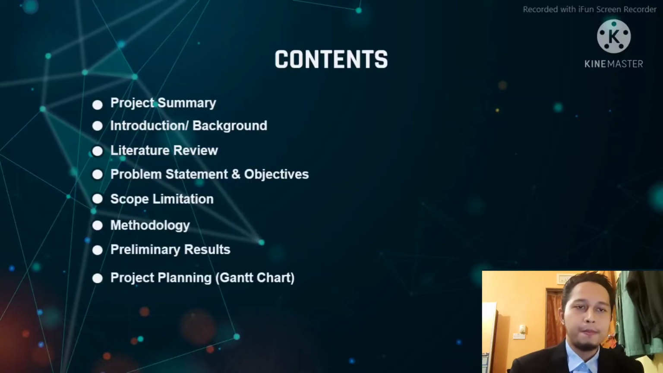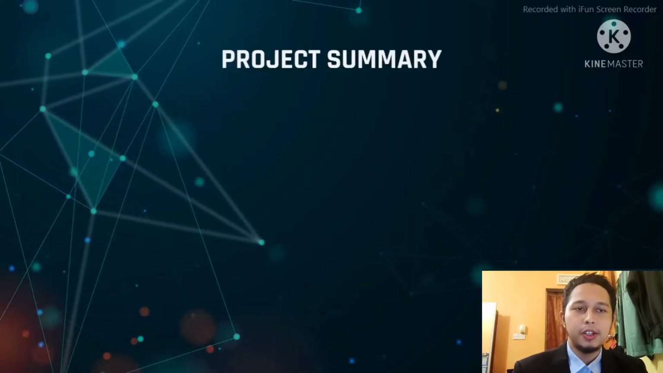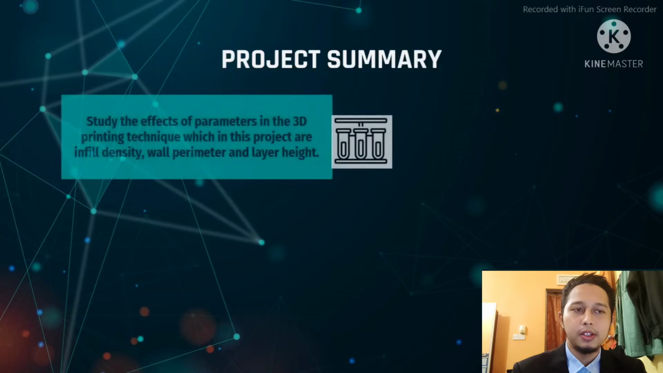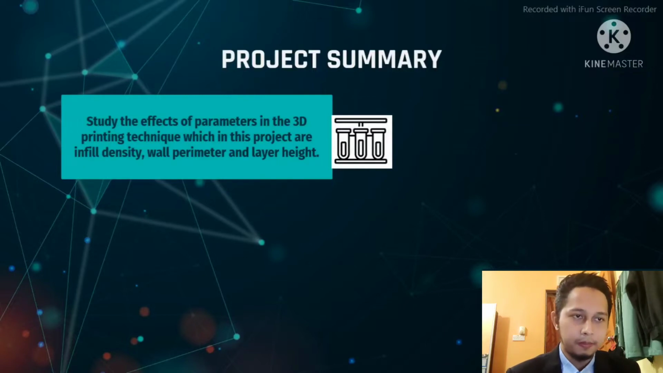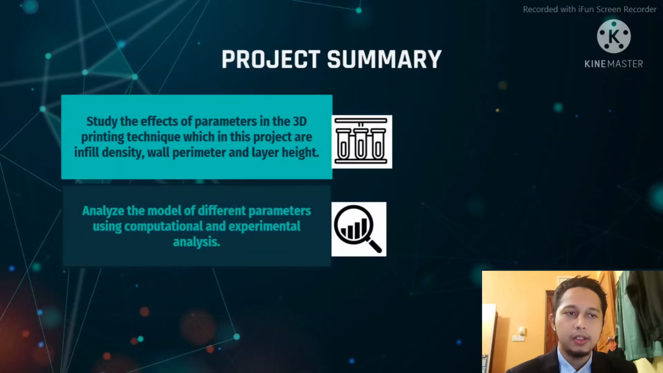Project summary. To summarize, this project is to study the effects of parameters in the 3D printing technique, which in this project are infill density, wall perimeter and layer height. There are other parameters in 3D printing like infill patterns, print speed, and fan speed, but this project will focus only on 3 parameters.